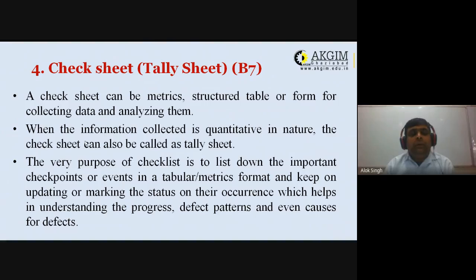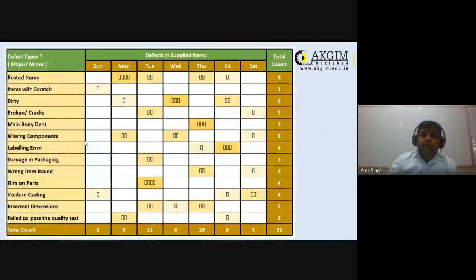Okay, so the very purpose of a checklist is to list down the important checkpoints, or even in a tabular matrix format, and keep on updating and marking the status on their occurrence, which helps in understanding the progress, defect pattern, and even causes for defect. Here is an example of this check sheet.